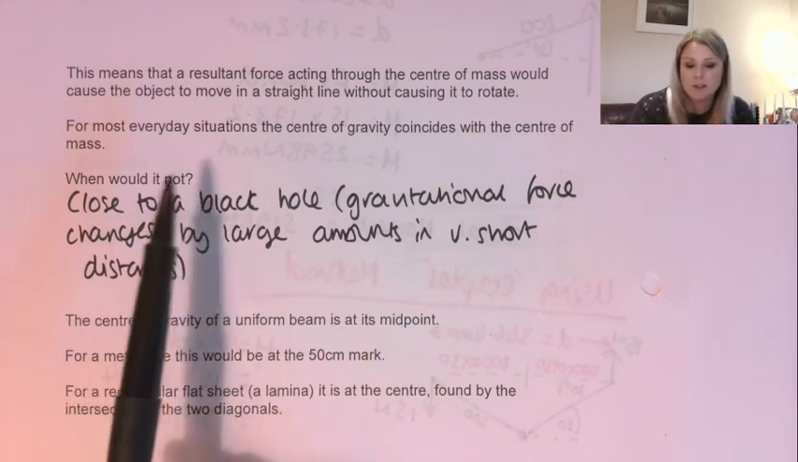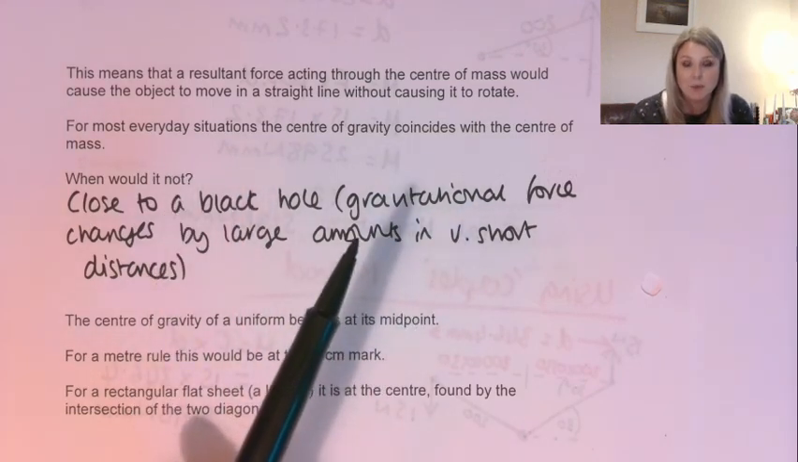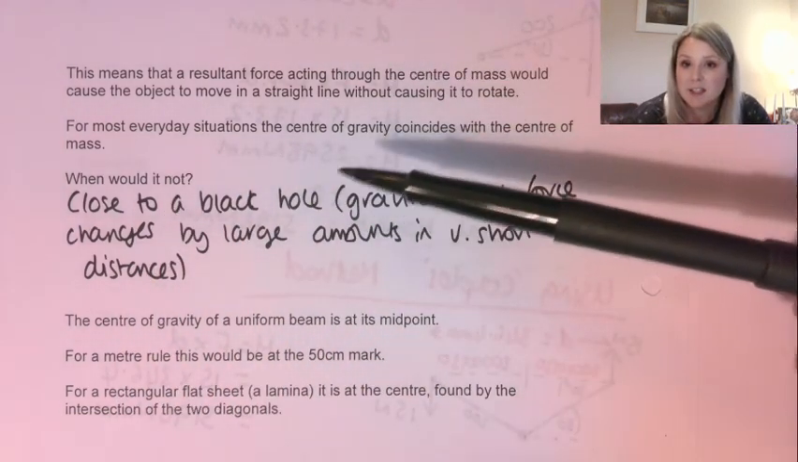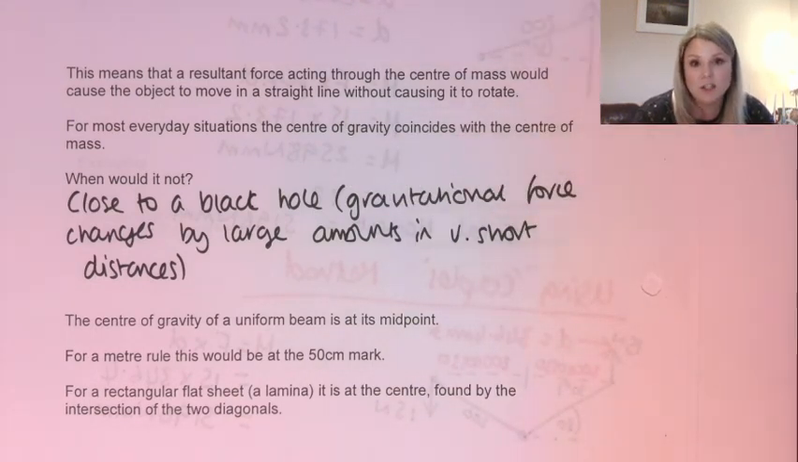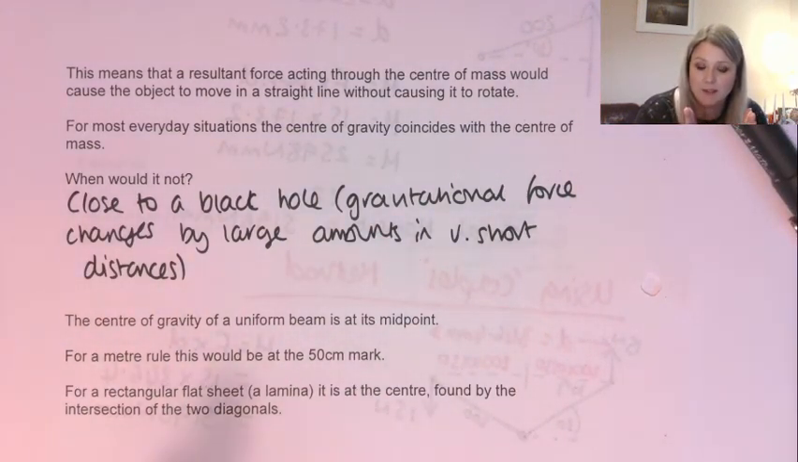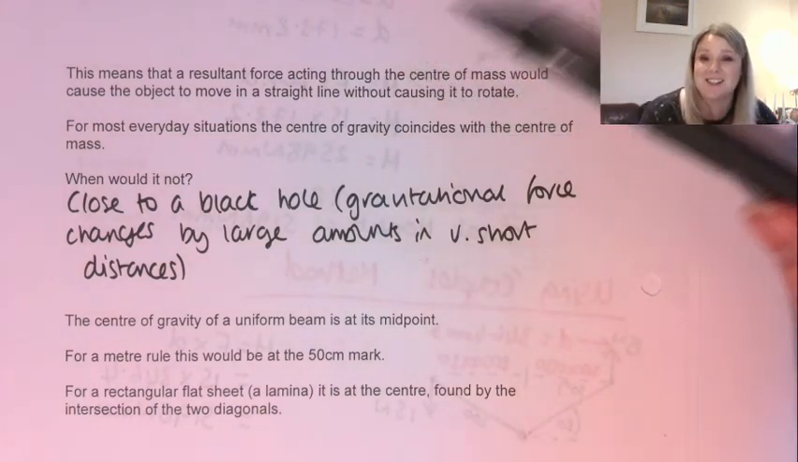Now, for most everyday situations, centre of gravity coincides with the centre of mass. They're the same point. When would it not? If you're really close to a black hole, because the gravitational field strength is so strong, a very short distance change is going to change that gravitational force. So the weight is going to change in short distances. You'll never get asked about that. It's just for your own interest.